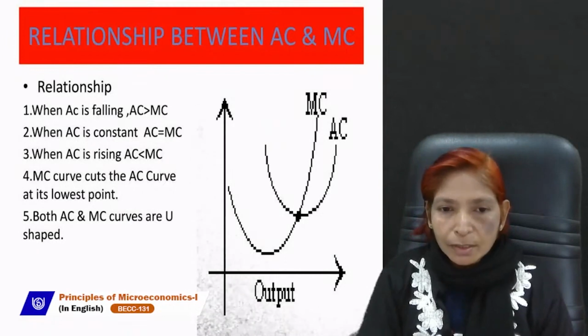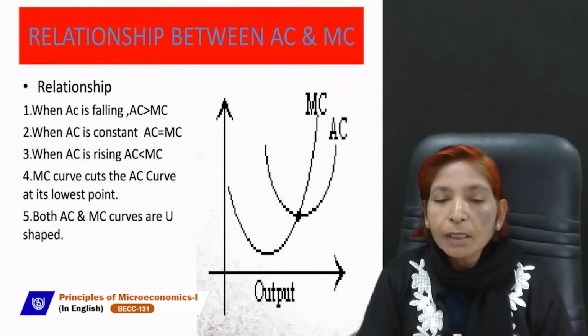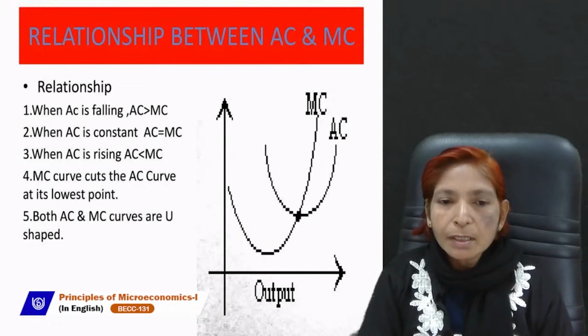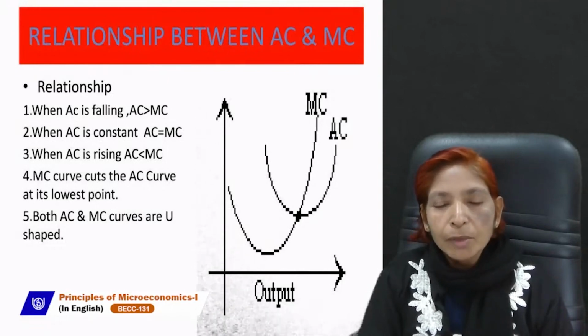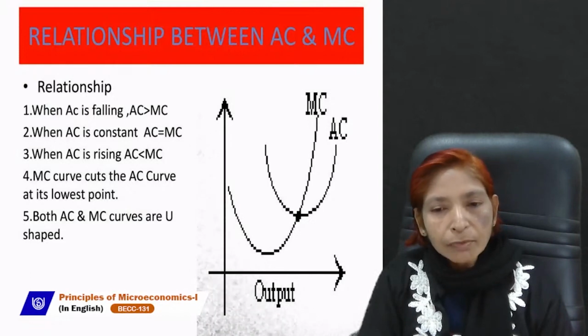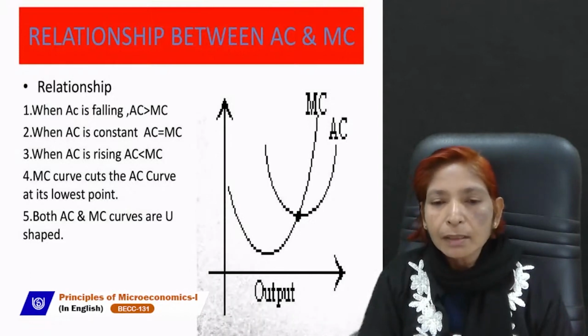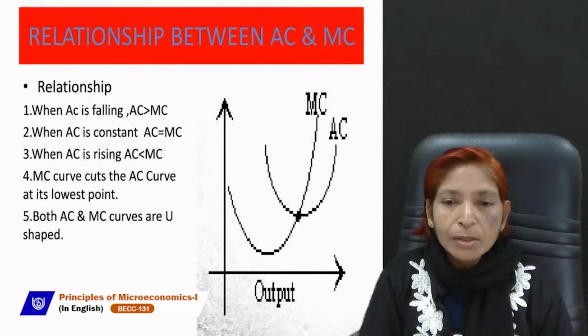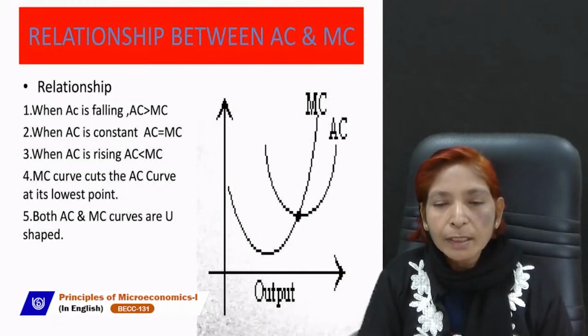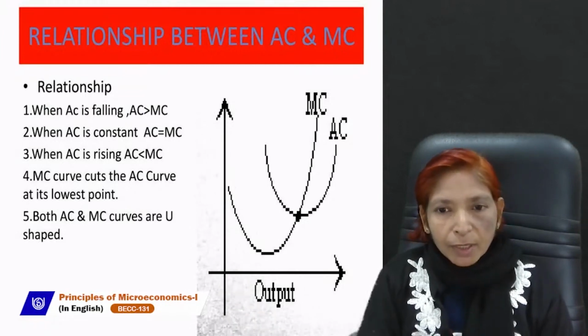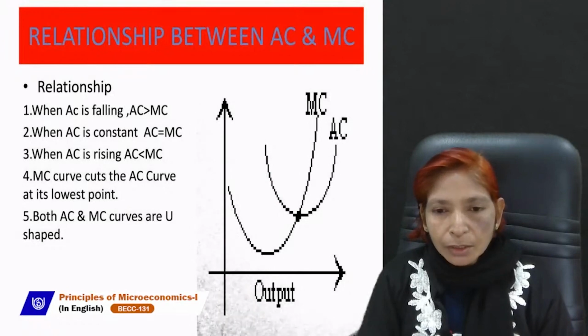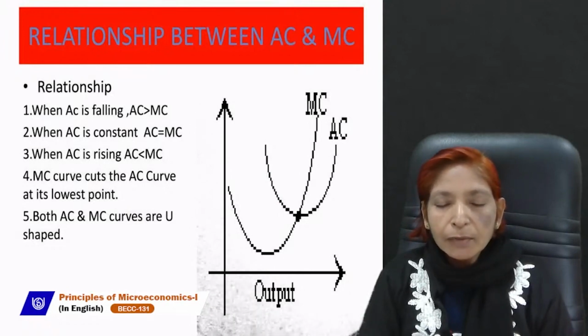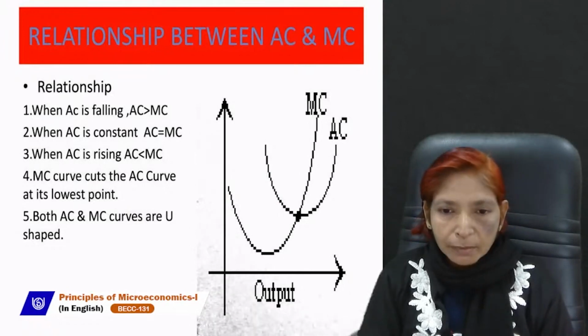Production is reversed. In the beginning, production increases. When production increases, cost decreases. When production is maximum, cost is minimum. When production starts falling, then costs start rising. So production and cost are inversely related to each other. The AP curve is an inverse U-shaped curve, but the AC curve is a simple U-shaped curve.